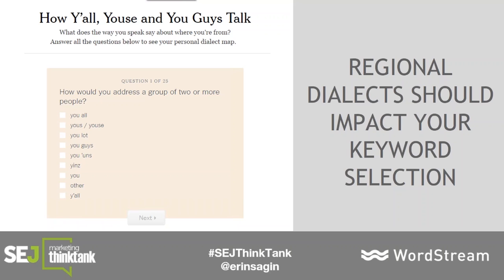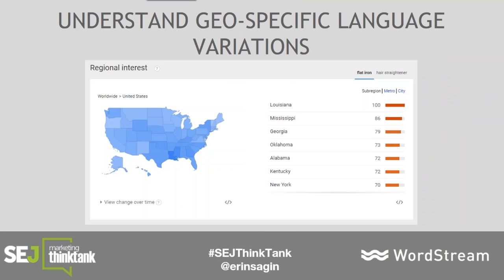So here's an example of that very instance, understanding these geo-specific language variations. I did a search for flat iron. We have a client who sells hair products. And to many people, flat iron is what we use to straighten our hair.